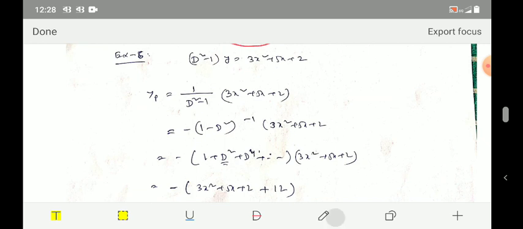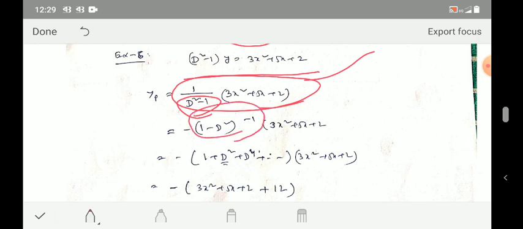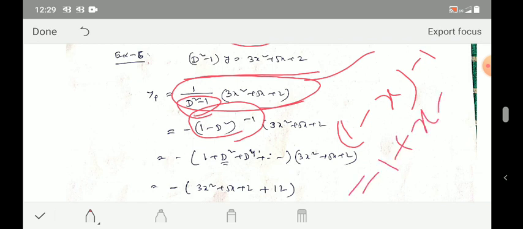Simply see this example. D square minus 1 y equal to this. Therefore y_p equal to 1 by D square minus 1 into this. If I take a minus 1 common, then this becomes minus of 1 minus D squared whole to the power minus 1. Now we know that the expansion of 1 minus x whole to the power minus 1 is like this: 1 plus x plus x square plus dot dot. So I use this expansion.